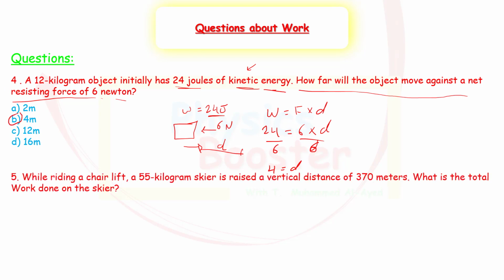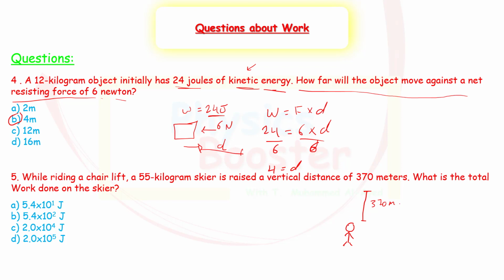Final question. While riding a chairlift, a 55 kilogram skier is raised a vertical distance of 370 meters. What is the total work done on the skier? And we have these choices. Now, again, this skier is being lifted upwards by a distance equal to 370 meters. Okay? How much work did I do on this man so I was able to raise him this distance?